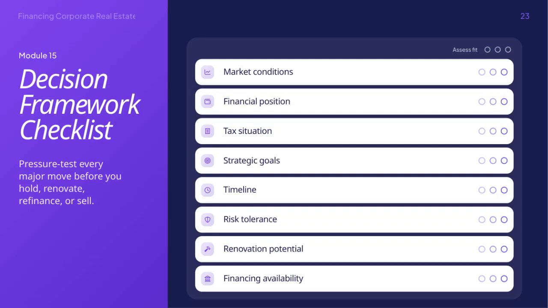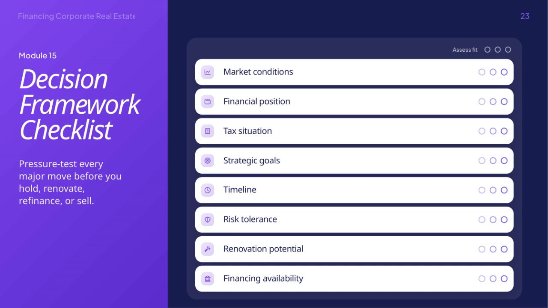Here, we have a comprehensive decision framework designed to help you evaluate every critical aspect before making a major move in corporate real estate. First, it encourages you to assess how well the property fits with your overall strategic goals and market conditions. Understanding your financial position and tax situation is also essential, as these factors heavily influence the feasibility of holding or renovating real estate.